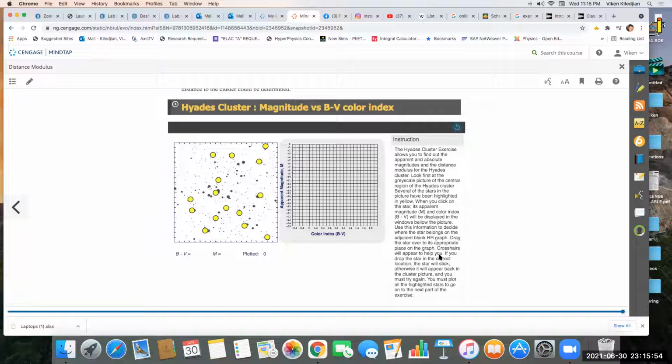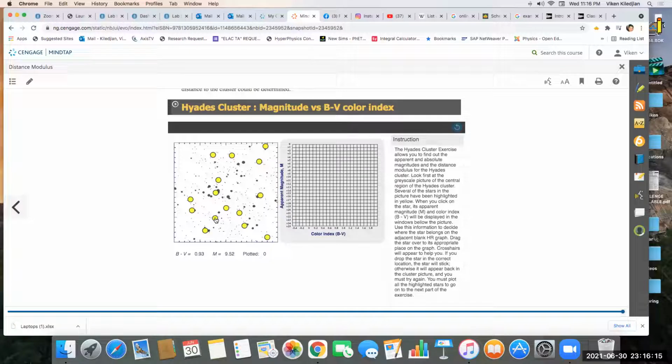Crosshairs will appear to help you. If you drop the star in the correct location, the star will stick. Otherwise, it will appear back in the star cluster picture, and you must try again. You must plot all the highlighted stars to go on to the next part of the exercise. So let's say you click here.